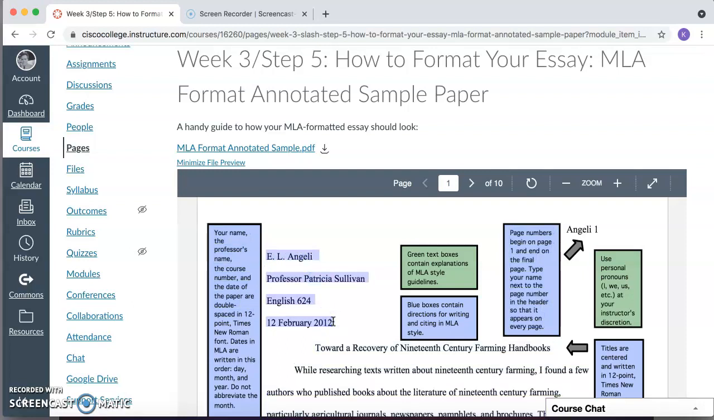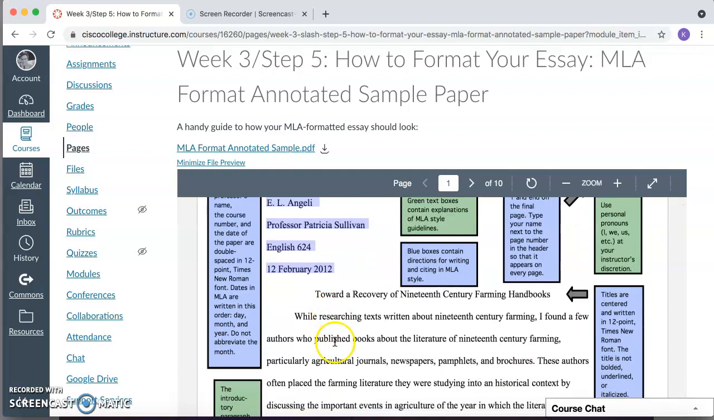This is called your heading. Yours should look exactly like this, but with your name here, my name here, Professor Kyle Smith, English 1301, and the date with the month spelled out. The day of the month goes before the month, and then the year in which it was written, no commas.